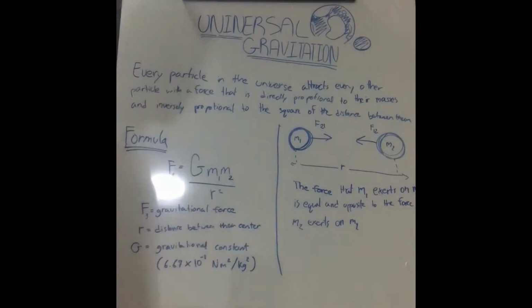And then we'll look at the formula. It states that Fg equals G multiplied by mass 1 and mass 2 divided by r squared. Fg is the gravitational force, r is the distance between their centers, or you can just call it the radius. And G is the gravitational constant, and this is the value of it.